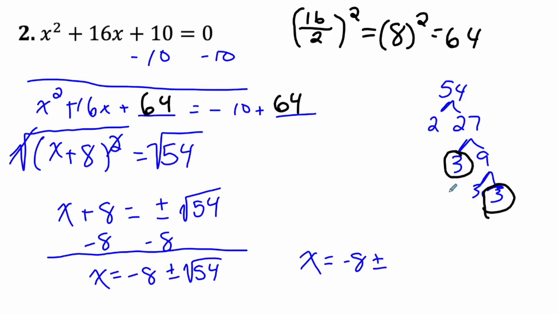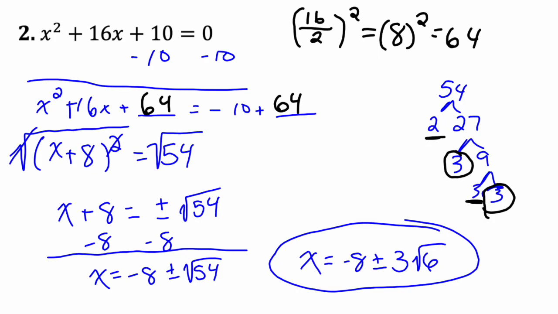Now I had a pair of 3's, so that, remember, that comes out as 1, 3. And then the stuff that didn't have a pair gets multiplied back together and left under my square root. So 2 times 3 is 6. So that will stay under your square root. So that is your final answer for this one.